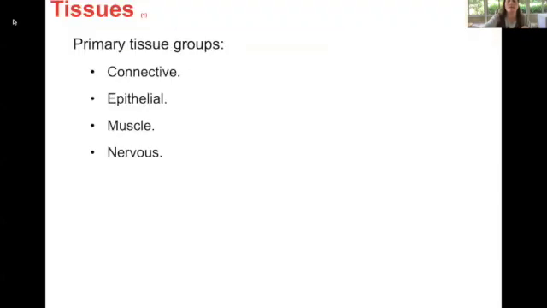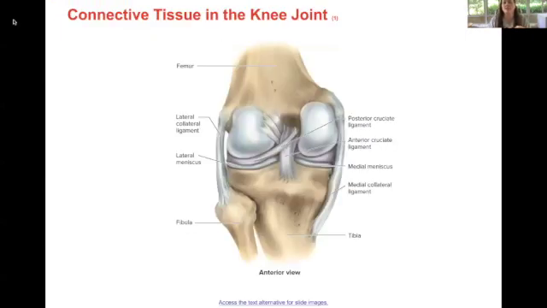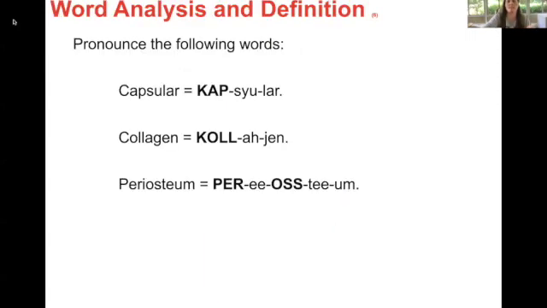Tissues, organs, and organ systems, primary tissue groups. This gets covered in Bio 1, 2, 4, where we have connective, epithelial, muscle, and nervous. Connective tissue, this is just showing you some of the connective tissue in the knee joint. Making sure you know these. Again, we cover this in Bio 1, 2, 4. And excuse me, if you take anatomy and physiology, you're totally going to need this. So touching up on these is not a bad idea.